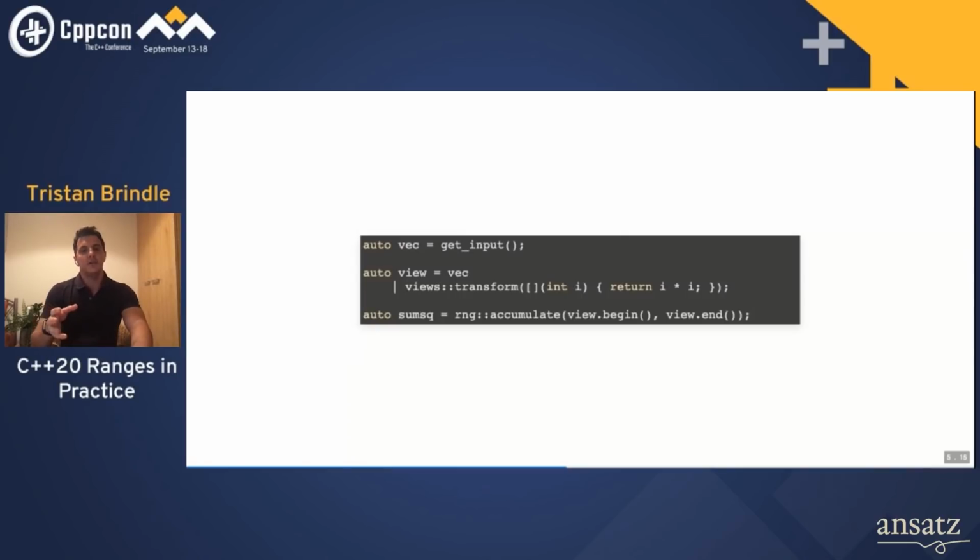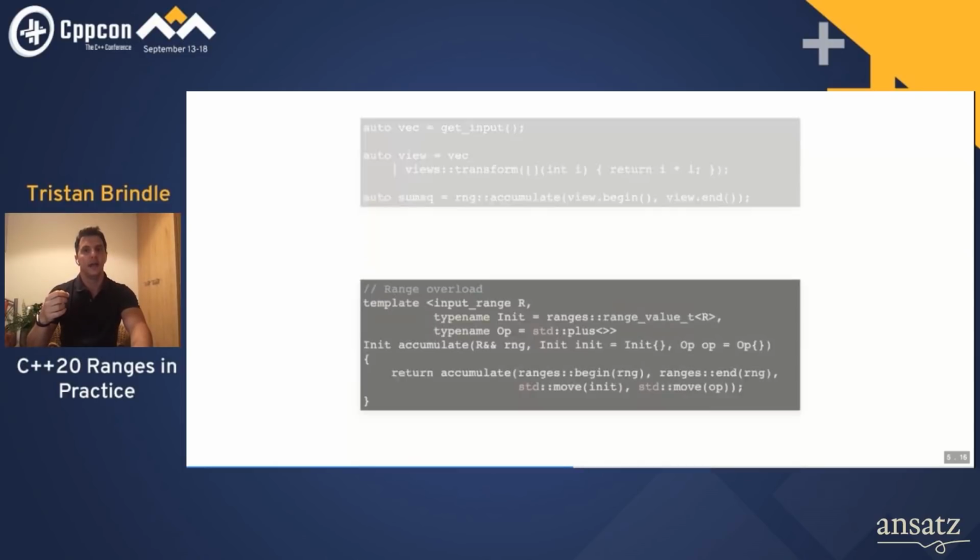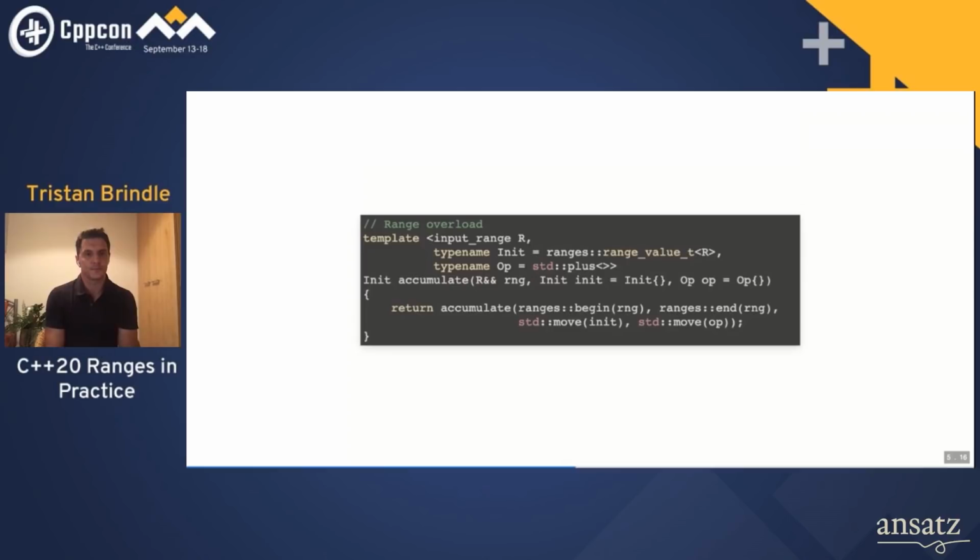The next thing we want to do is to be able to support passing ranges directly. So we're going to add a second overload of accumulate. And this is what it looks like. We're taking template parameters an input range R, an initial value, which this time we defaulted to the range value type. That's the iter value type of the iterator type of the range, which again, in our case, is going to be int. And we're defaulting the operation to standard plus again.